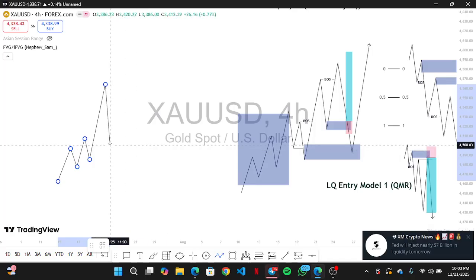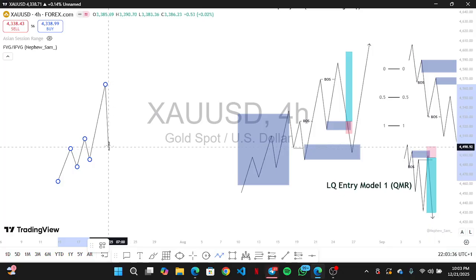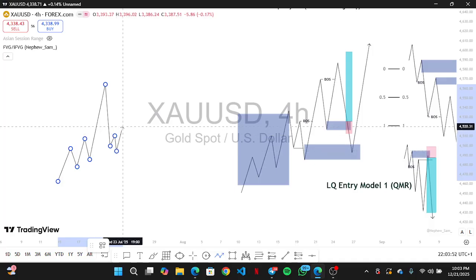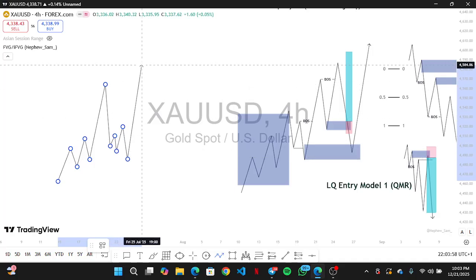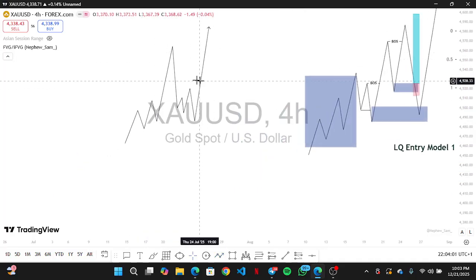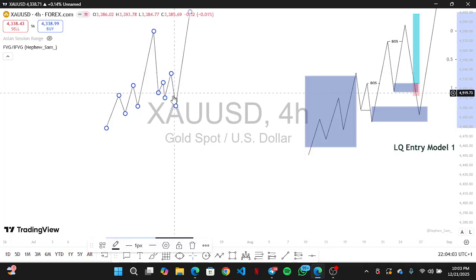If it doesn't do that, there can only be one thing that will happen for you to be confident before entering this trade, which is an engineered liquidity. So basically, engineered liquidity is the last low price makes before mitigating your order block. Now let me explain to you guys. So now this is what we call engineered liquidity.